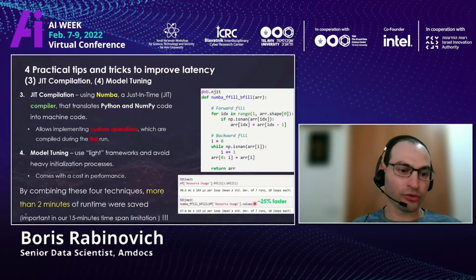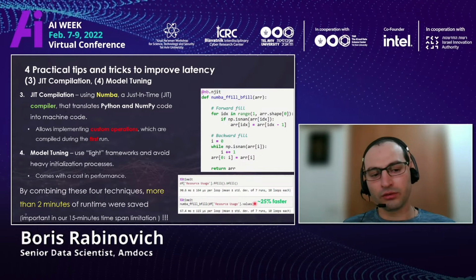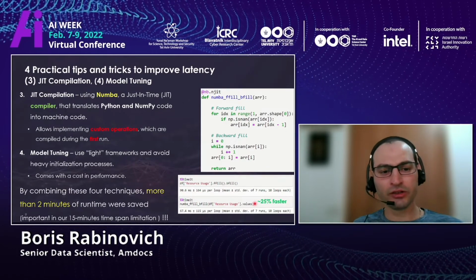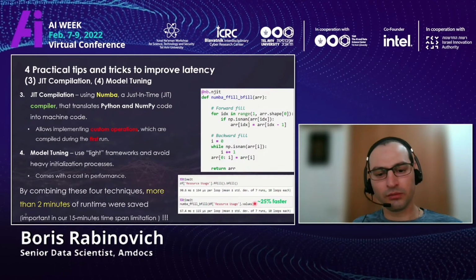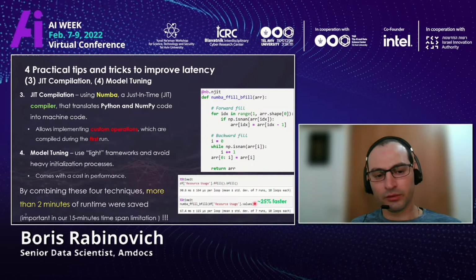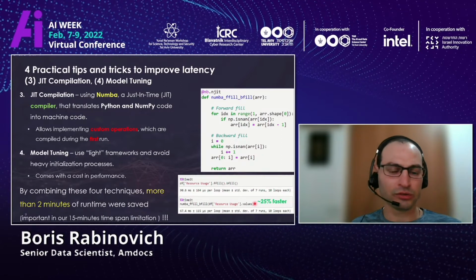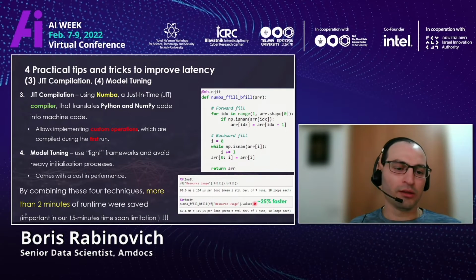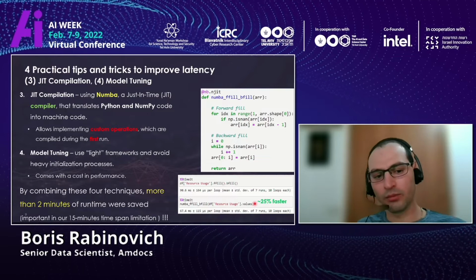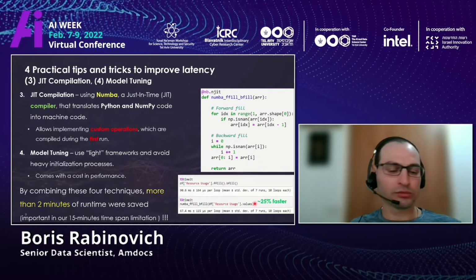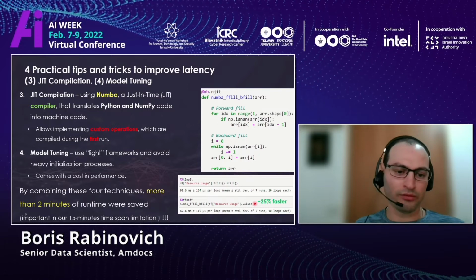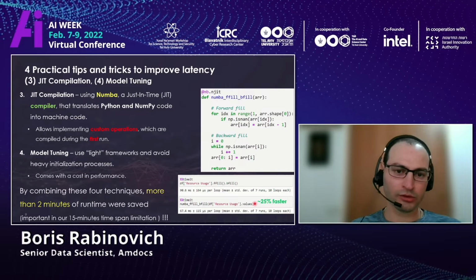The last trick is model tuning. Try to use lighter frameworks, and you can tune the initialization processes. For example, you can just randomize some of the parameters of the model, for example trend, seasonality, and level, or try to hypertune them, which will take more time. So if you just randomize these values in the model, it will run much faster. Sure, it will come with a cost in performance. By combining all these tricks, we reduced the time by more than 2 minutes, which is a lot in our 50 minutes time span limitation. So it actually works.